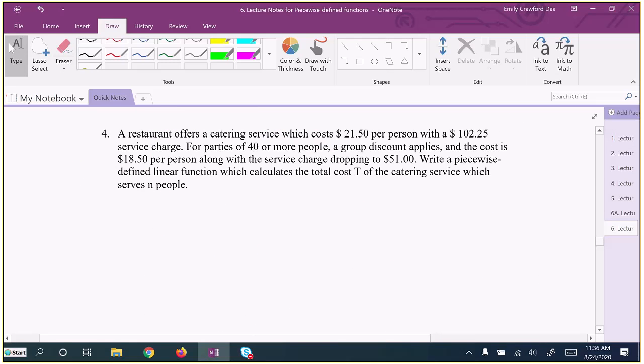Let's see another example. A restaurant offers a catering service which costs $21.50 per person with a $102.25 service charge. For parties of 40 or more, a group discount applies and the cost is $18.50 per person, along with the service charge dropping to $51. So we want to write a piecewise linear function which calculates the total cost t of the catering service which serves n people. So that's telling us they want us to write this t of n, and we have two situations, for parties of 40 or more or for parties of less than 40.